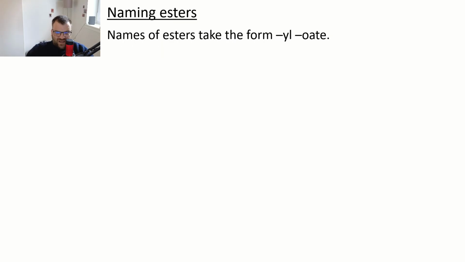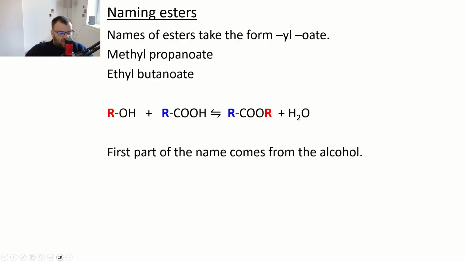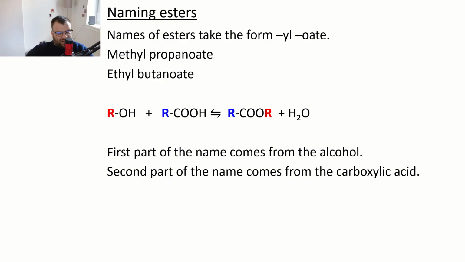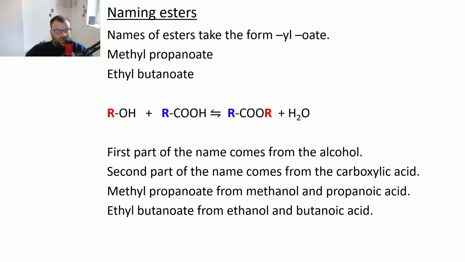When it comes to naming esters, they'll have "-yl" and "-oate" within their name. Methyl propanoate and also ethyl butanoate would be examples of esters. The first part of the name will come from the alcohol that was used, and the second part of the name comes from the carboxylic acid that was used. For the two examples, methyl propanoate comes from methanol and propanoic acid, and ethyl butanoate would come from ethanol and butanoic acid.